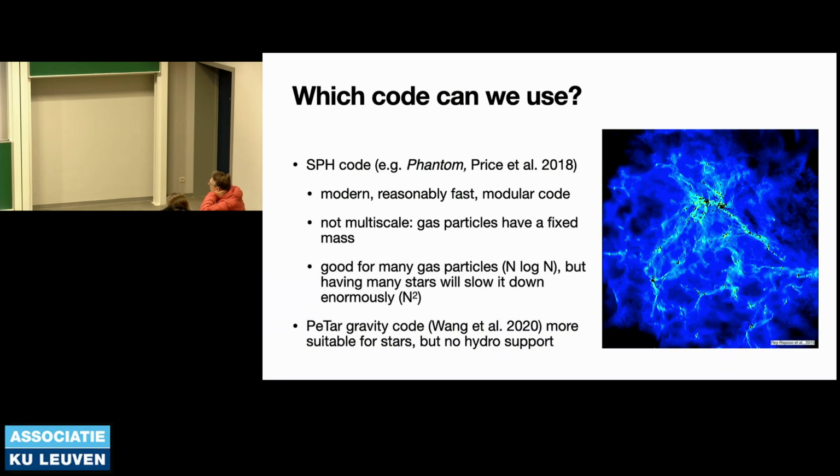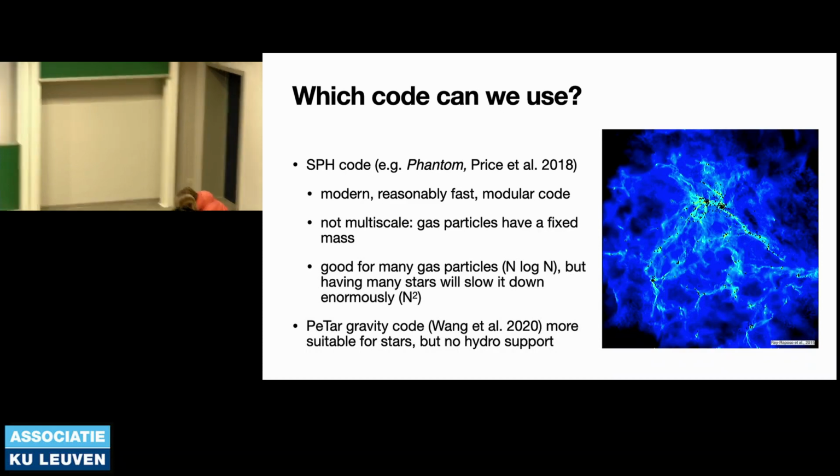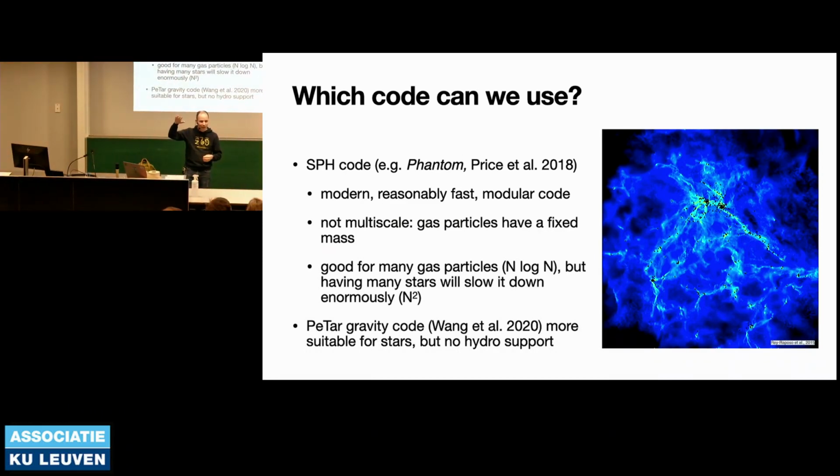To do this, we first need to see, okay, what do we need for this? We decided we're going to take the SPH code Phantom, which many of you here know. It's a modern, reasonably fast and modular code, which made it nice for implementing an interface in AMUSE. It is not multi-scale. The gas particles in Phantom all have a fixed mass, which makes it fine for doing one scale, so one molecular cloud or something. But including a stellar wind in there is going to be difficult, and looking at both the galaxy and the cloud in combination is also going to be a little bit difficult.